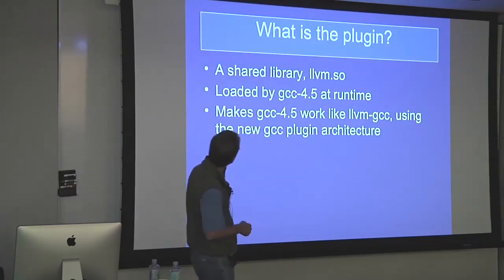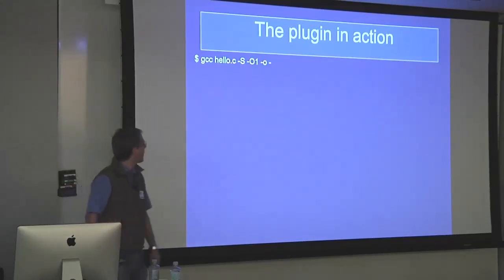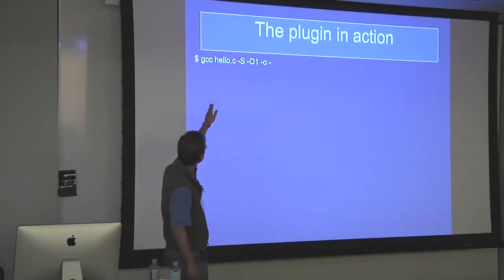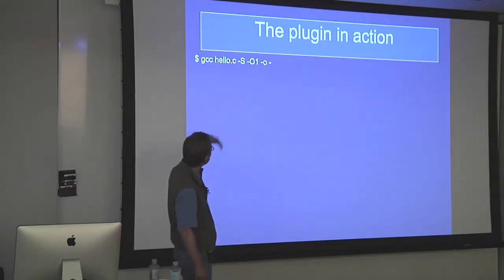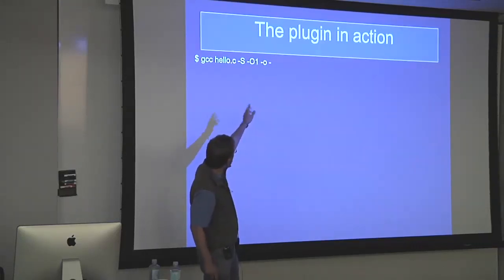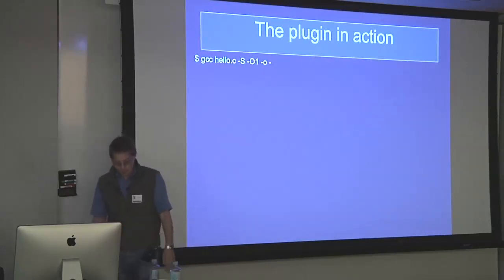So let me show how it works. I was going to do this live, but I think it might take too long. So for example, here is gcc on hello.c, it's a hello world program. This -S says spit out assembler, -o -, that's just spit it to standard output. A little bit of optimization so it's not too cruddy.